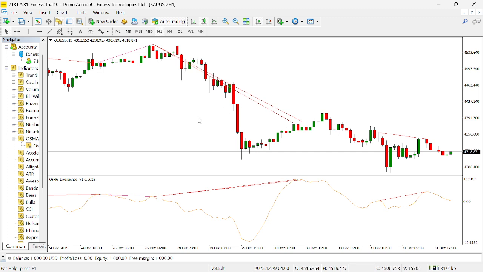This has been a focused explanation from the Forex Geek of how OsMA divergence is plotted and where it can help you understand momentum behavior.